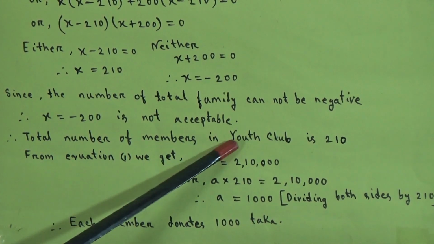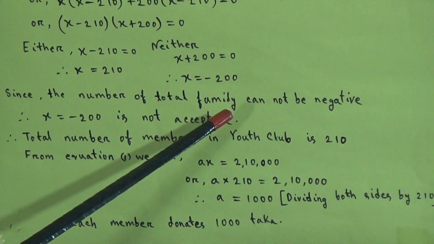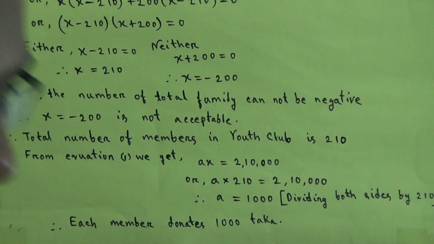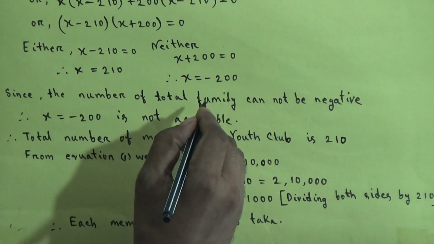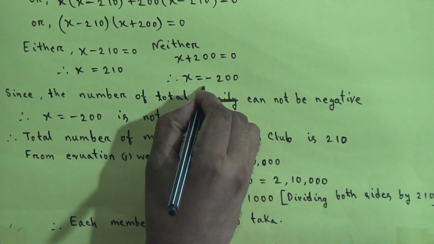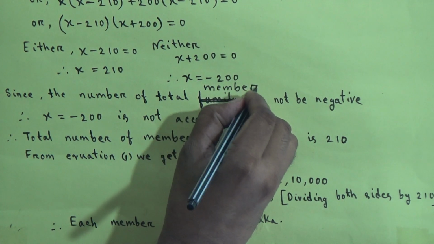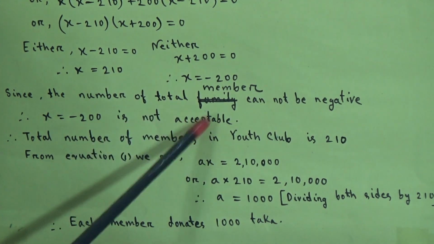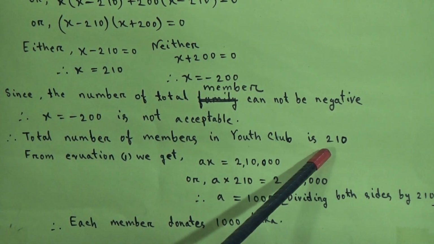So the total number of members in the youth club is 210. Here x is the number of members in the youth club, not the number of families. Since the number of total members cannot be negative, so x equal to minus 200 is not acceptable. So the total number of members in the youth club is 210.